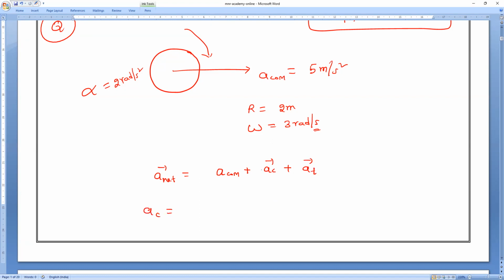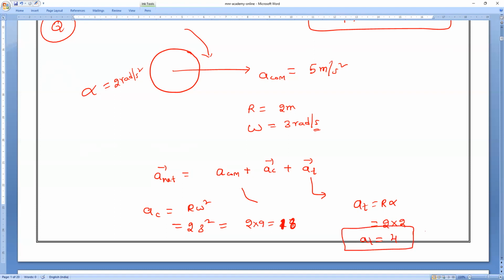First, let me find the centripetal acceleration, r omega square. What is the r value? 2 meters. And omega is 3, squared. So 2 into 9, which is 18. So 18 is the centripetal acceleration. Next, tangential acceleration is equal to r alpha. r is 2 and alpha is also 2, so the tangential acceleration is 4 meter per second square.